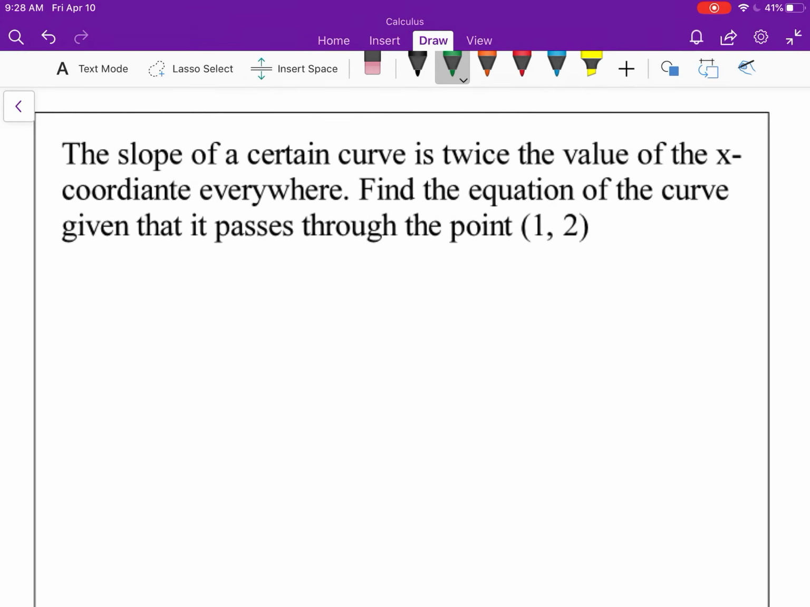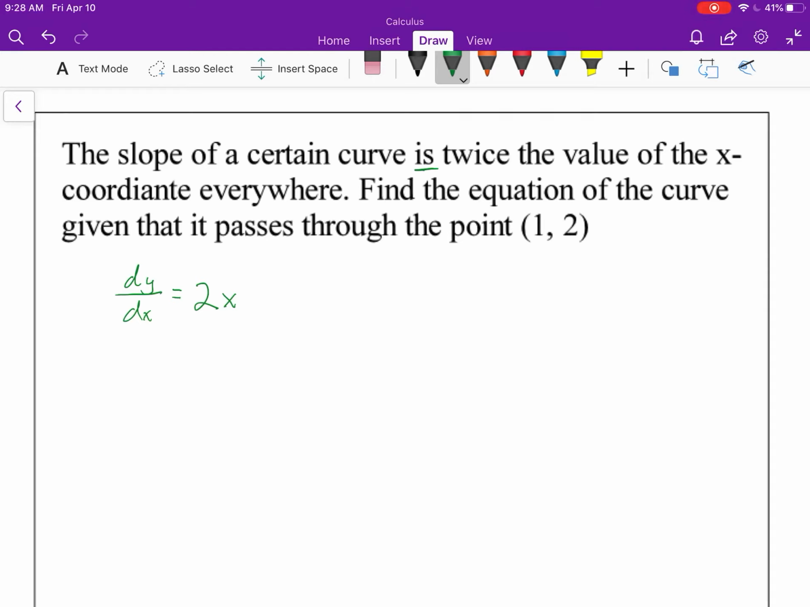The slope of a certain curve. When we see slope, especially in calculus, we know we can think of dy dx, or the derivative. The derivative is the slope of the tangent line to the curve at any point on the curve. And so we have dy dx equals twice the value of the x-coordinate everywhere. So twice x, or 2 times x. Then it says find the equation of the curve given that it passes through the point (1, 2).